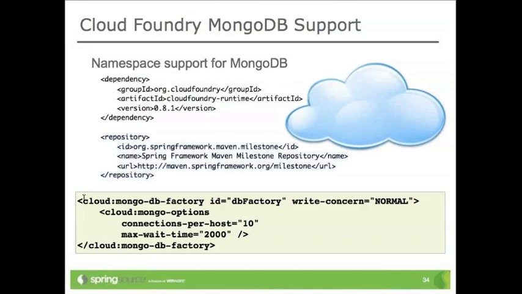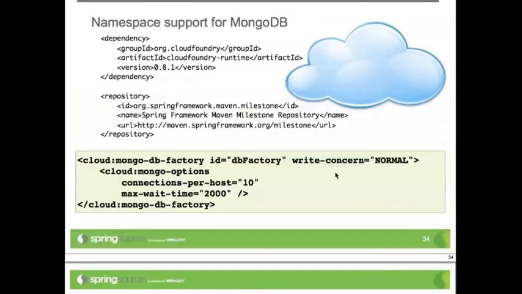And then you can just say, instead of using the MongoDB factory, you can say cloud:mongo-db-factory using the cloud namespace. And all you really need to specify here is the ID. The write concern is optional, and so are the cloud Mongo options. They're only there if you want to provide specific configuration options. But again, for most of the examples I just use the defaults, which run fine.